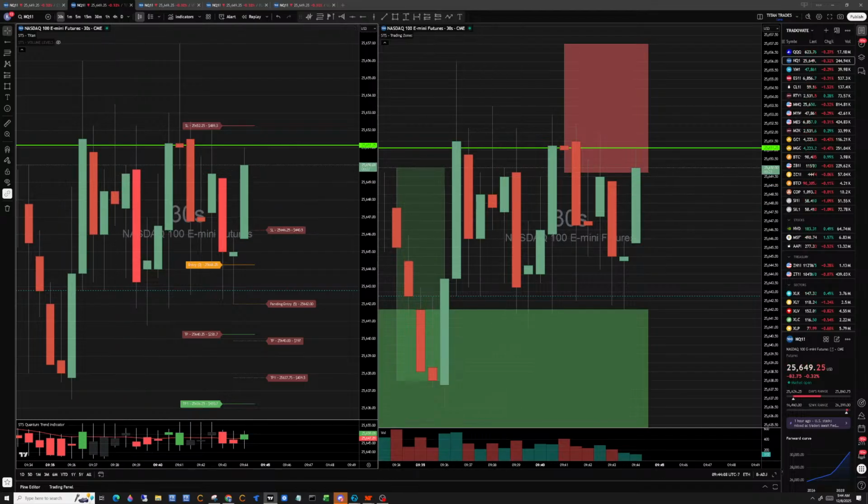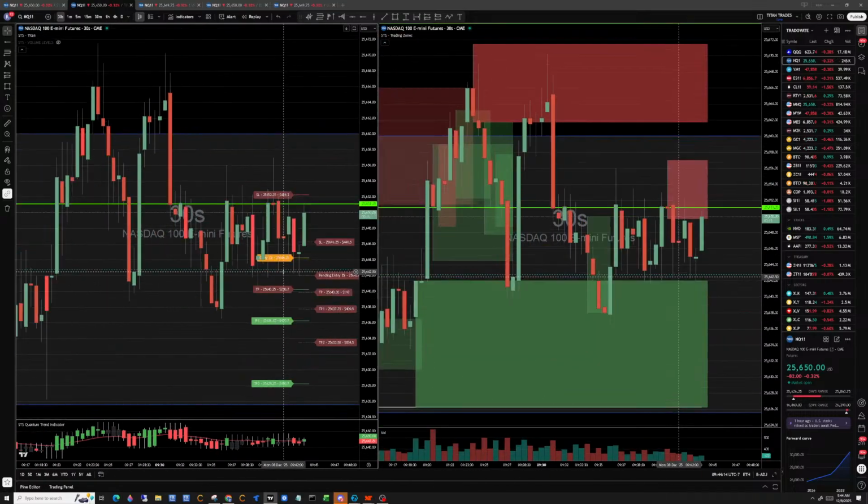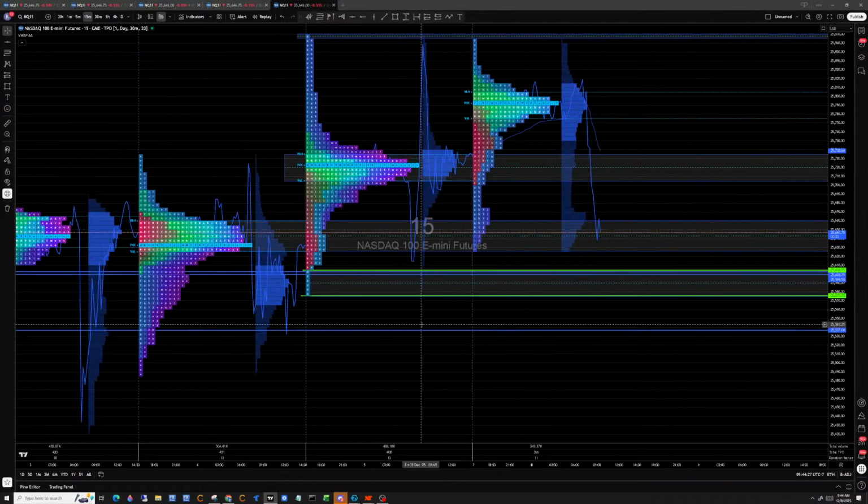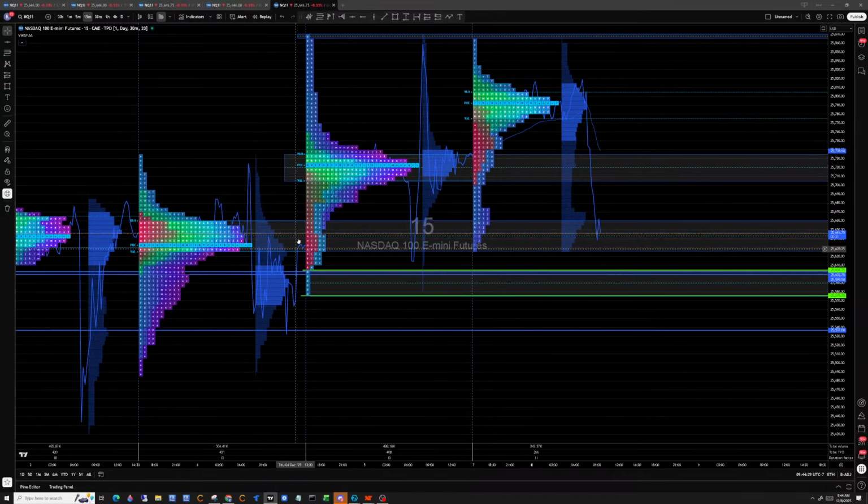I'm fully set on buying in this area here. So I'm not even thinking about any of these sales that are popping up. I'm looking for buys. What's making you look for buys right now? Just because we are right here. So we've dropped down into that zone right there.